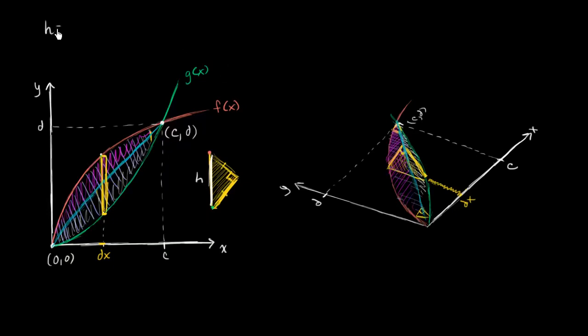We know that h is going to be, and maybe I should say h of x, because it is going to be a function of x. h of x is going to be f of x minus g of x.